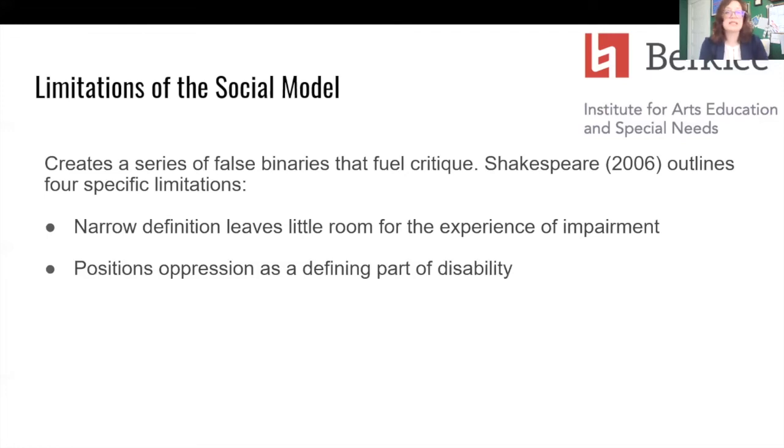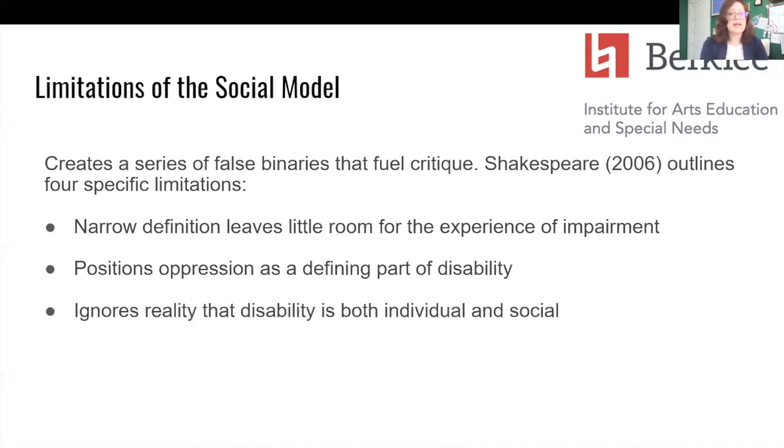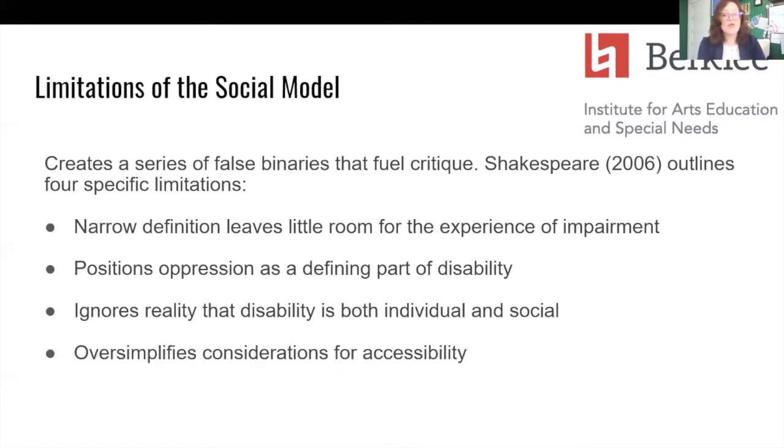The social model positions oppression as a defining part of disability, which Shakespeare argues actually makes it more difficult to understand the relationship between disability and oppression. In situating the issue of disability exclusively within society, the social model ignores the reality that disability is actually both an individual experience and something that is societally constructed. And finally, it oversimplifies considerations for accessibility.